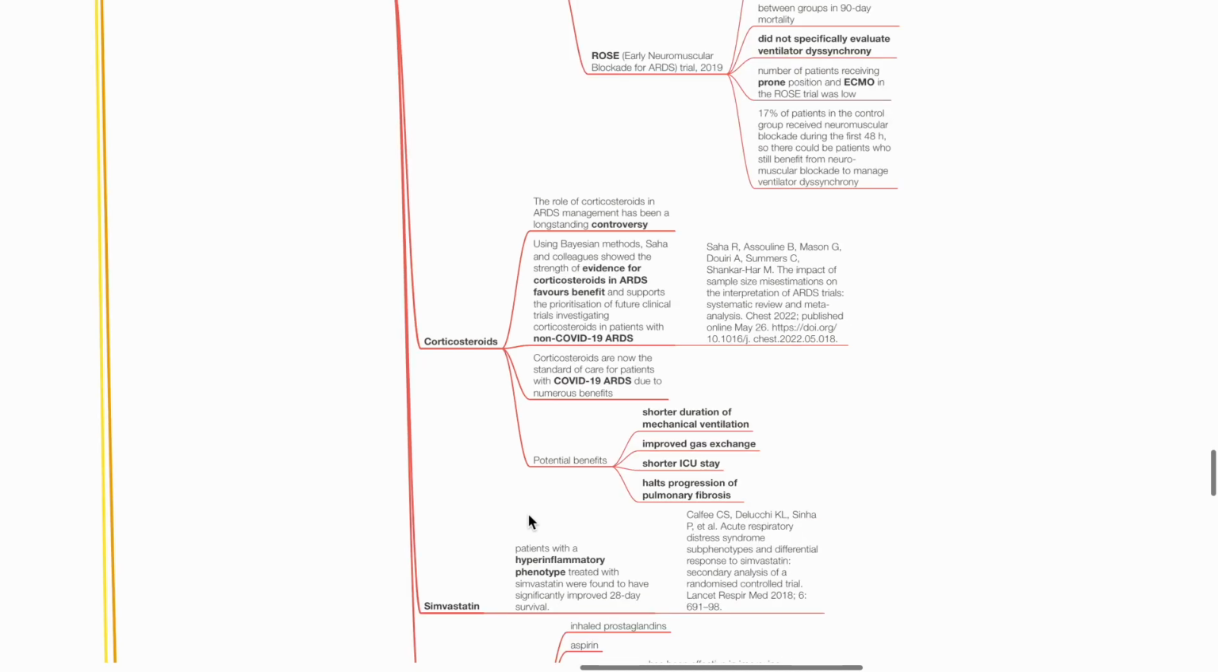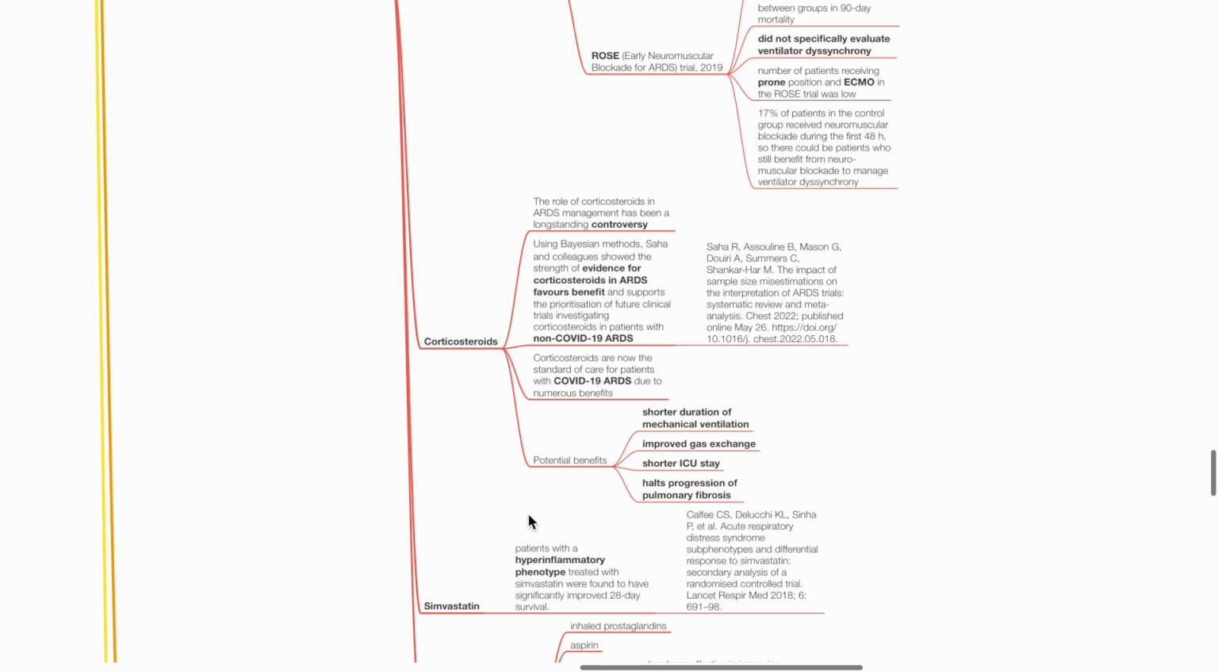The role of corticosteroids in ARDS management is a long-standing controversy. Using Bayesian methods, Saha and colleagues in 2022 showed the strength of evidence for corticosteroids in ARDS favors benefit and supports prioritization of future clinical trials investigating corticosteroids in patients with non-COVID-19 ARDS. Corticosteroids are the standard of care in patients with COVID-19 ARDS.